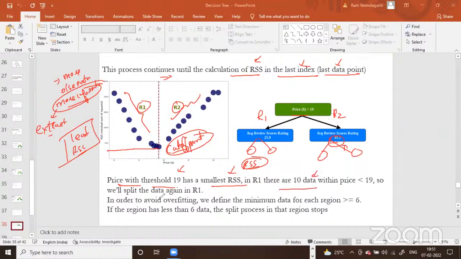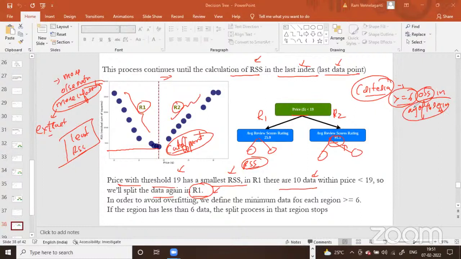Because there are 10 data points within your region R1, you can split it further. So what is the criteria I'm going to use for splitting my region further? If I have more than or equal to 6 observations in any of the region, what is that I'm going to do? Split it. Why 6? That may be a question. You can have 7, you can have 8, you can have 9, whatever may be the condition. The idea is to extract the remaining piece of information, which is available to us in region 1 or region 2. So this is one condition what I'm trying to establish.